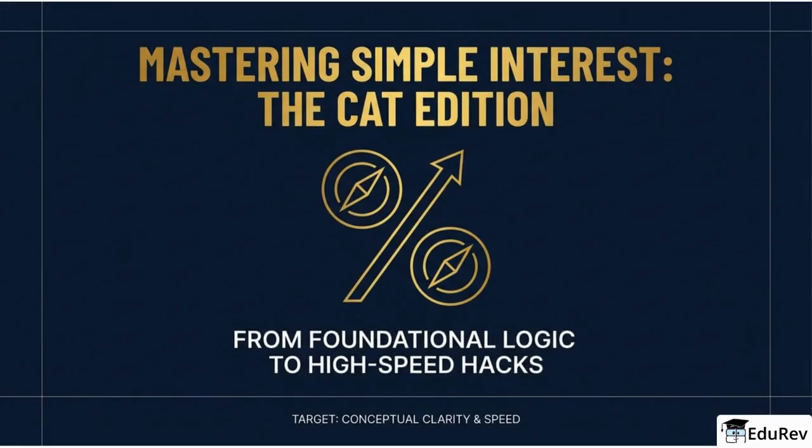Let's master simple interest in this video. Simple interest looks easy, and that's exactly why most students lose marks here. CAT doesn't test formulas. It tests clarity, speed, and your ability to avoid unnecessary steps. In this video, we cover everything from foundational logic to high-speed hacks.